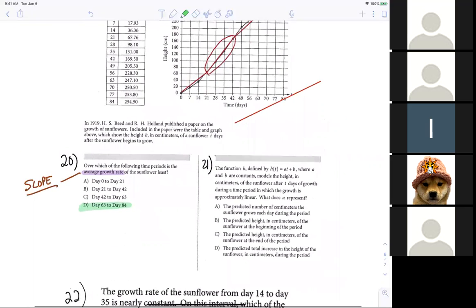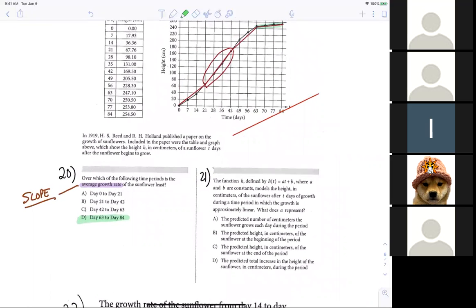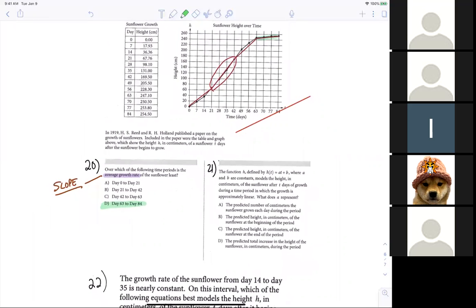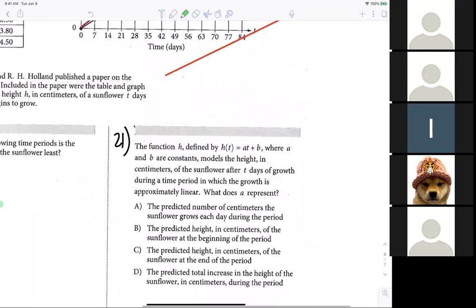Okay, let's look at 21. The function h defined by h of t equals blah, blah, blah, where a and b are constants, models the height of the sunflower after t days of growth during the time period in which the growth is approximately linear. What does a represent? Okay, now what I want everybody to do is, does everybody understand that's the A, right? Is everybody with me? All right, I want to make sure these are the ones that are important. What does A represent?